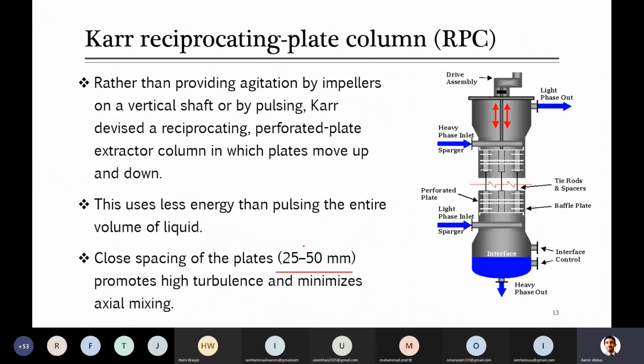But here the plates are very closely spaced, so that you can increase the agitation and the turbulence, increase the overall mixing, and avoid axial mixing. Because if there is a large distance between the trays, the liquid will again try to escape towards the walls, and that will promote the problem of axial mixing.